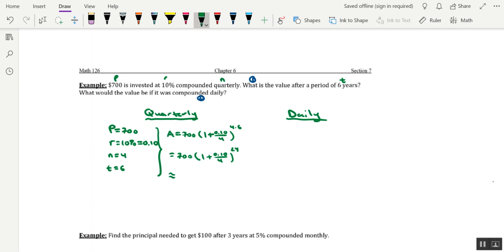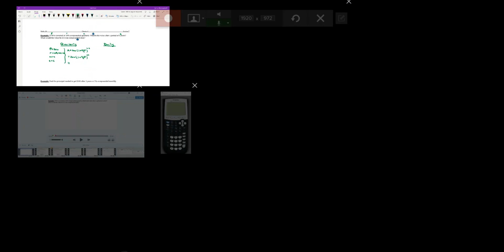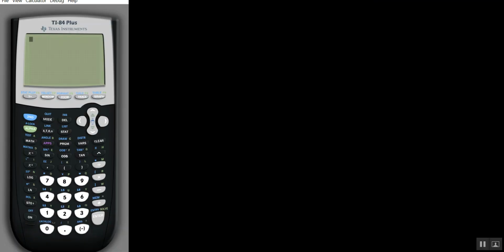So without further ado, let's go ahead and type this into the calculator. It's 700. Open up a set of parentheses. 1 plus 0.10 divided by 4. Be sure to close off the parentheses. That way your calculator knows that it's all of 1 plus 0.10 over 4 being raised to the 24, as opposed to just the fraction 0.1 over 4. Press enter, and to the nearest penny, we're looking at $1,266.11.